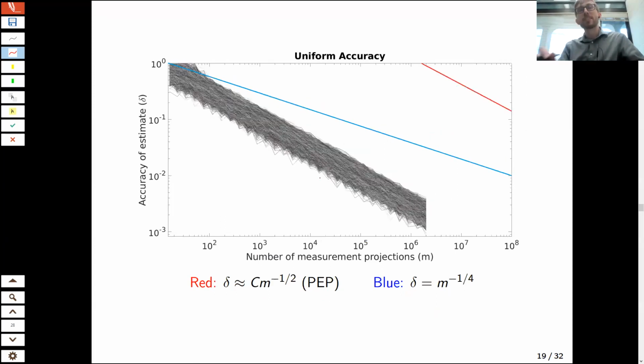For the uniform accuracy, each of these black and white lines are all generated using the same set of projections. So I just generated one set of projections, took a whole bunch of different x vectors to measure using that set of projections. And again, if we compare to the Plan-Vershynin 1-bit compressed sensing stuff, it gets a delta to the minus 1/4, that you can see has the wrong slope.